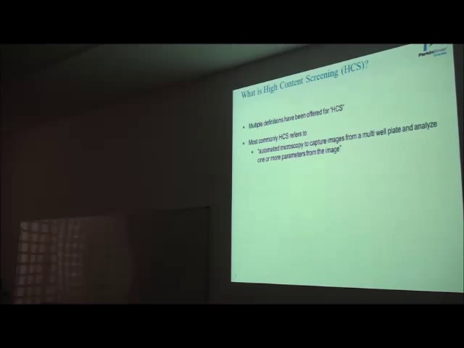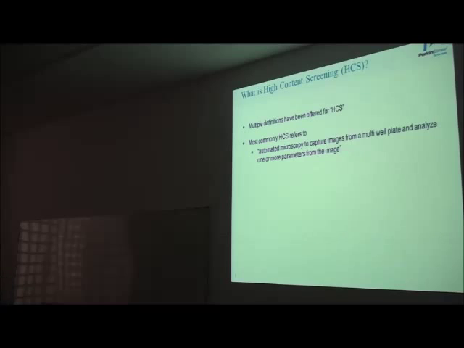You can Google these three letters on the internet and you will find maybe 100 or even 200 definitions. But one of the most commonly used definitions is: an automated microscope to capture images from a multi-well plate at several wavelengths and analyze one or more parameters. The first part is comparable to what you would do on a conventional microscope, but the second part is actually where the difference comes from.